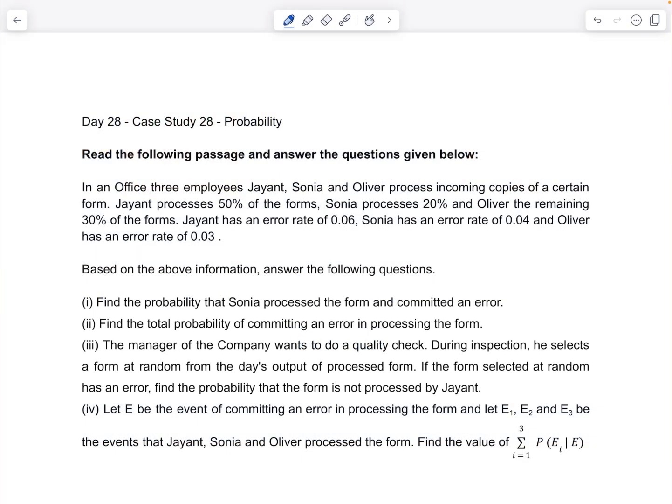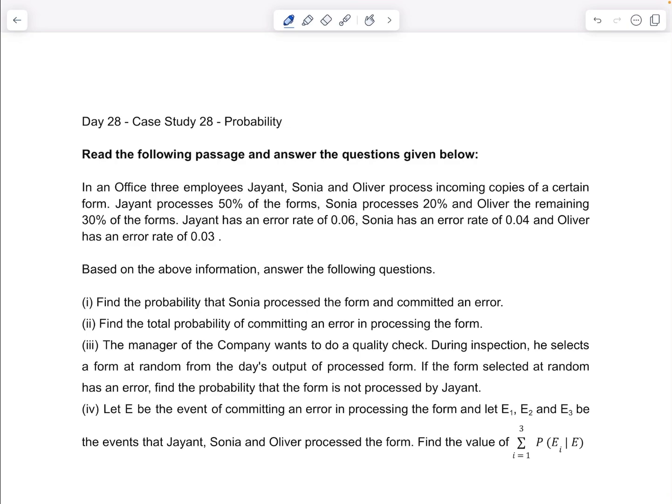The question goes like this: read the following passage and answer the questions given below. In an office, three employees, Jayant, Sonia, and Oliver, process incoming copies of a certain form. Jayant processes 50% of the forms, Sonia processes 20%, and Oliver the remaining 30% of the forms. Jayant has an error rate of 0.06, Sonia has an error rate of 0.04, and Oliver has an error rate of 0.03. Based on the above information, answer the following questions.